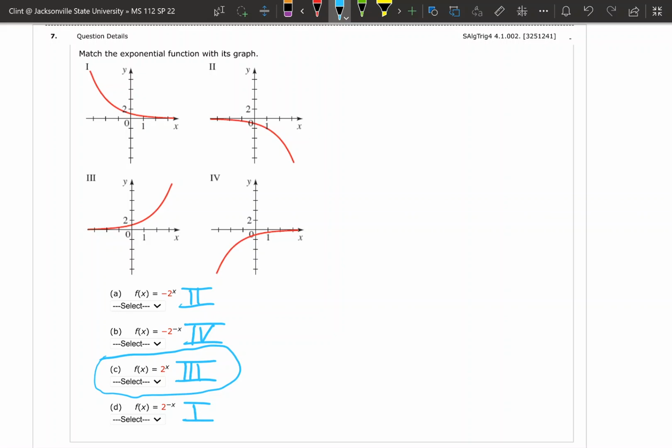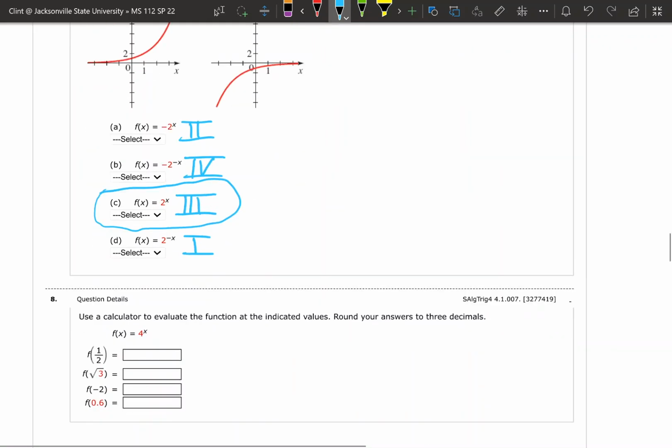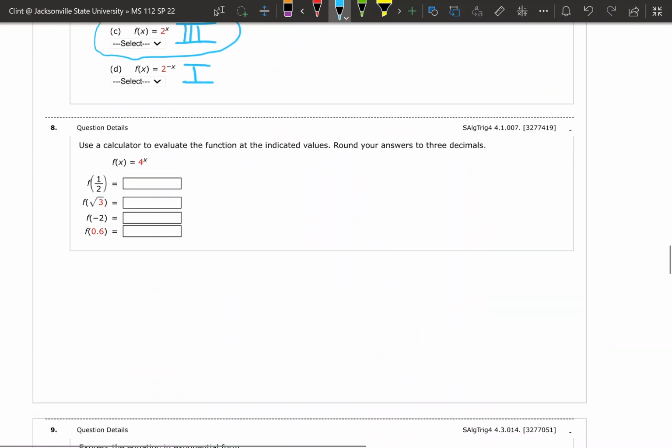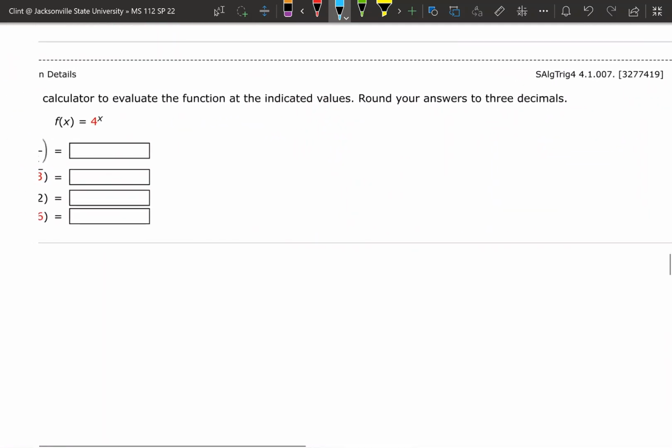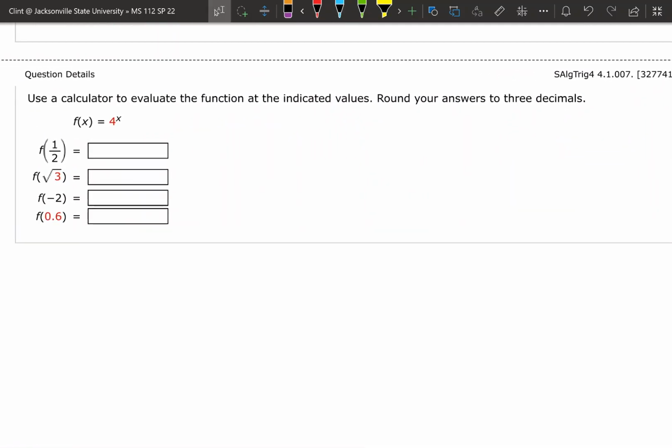Questions on that one? This one's just a calculator problem. It's just like when we were plotting points on that graph one. So 4 to the 1/2 power, if we're doing it without a calculator, 4 to the 1/2 would be the square root of 4, so that's 2.